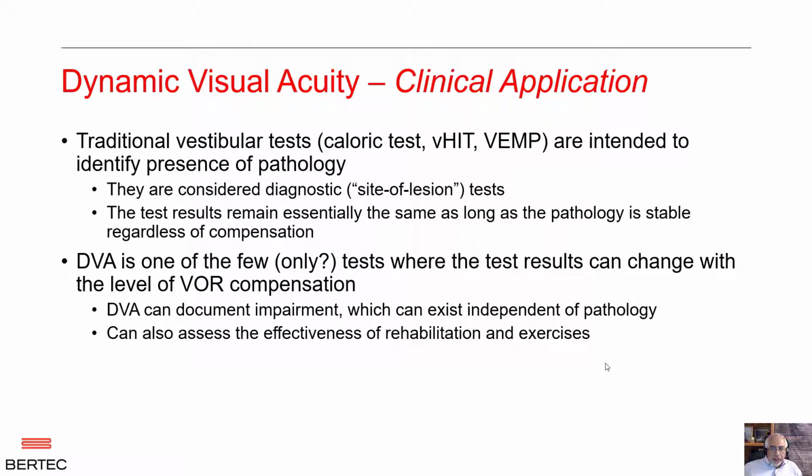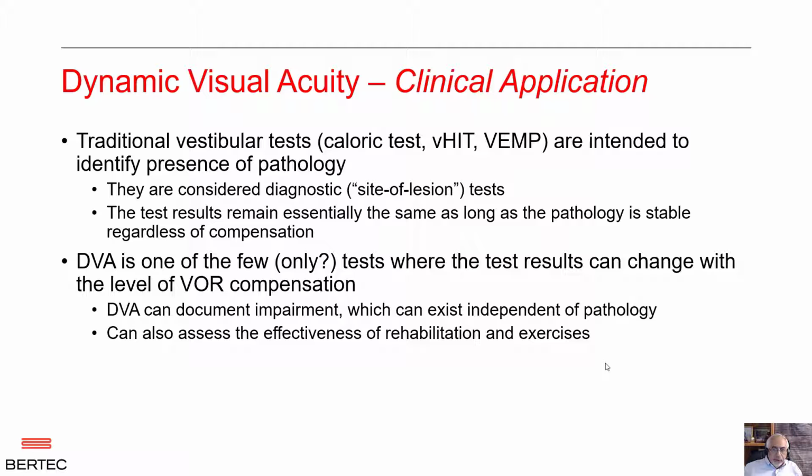This brings us to the dynamic visual acuity or DVA test. Traditional vestibular tests, such as the caloric test, video head impulse testing, or vestibular evoked myogenic potentials, are intended to identify presence of pathology. That's useful because the test results remain essentially the same as long as the pathology is stable, but they do not give any indication of the level of compensation.